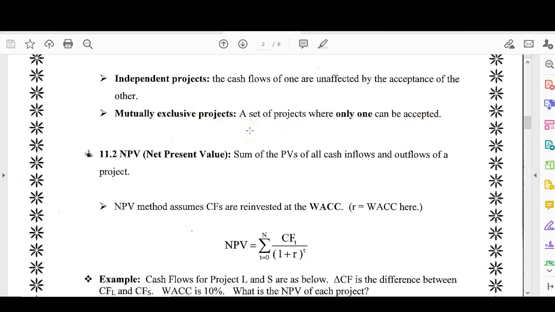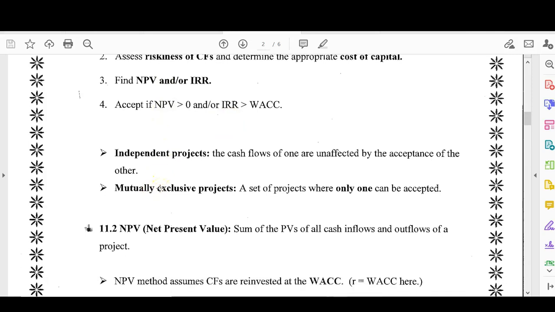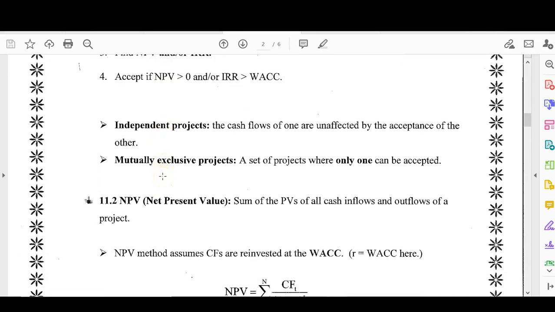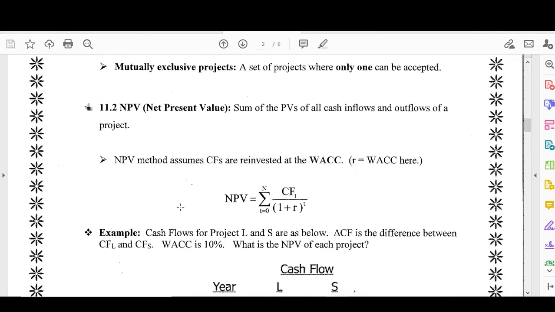We will have to choose the project with the highest NPV or the highest IRR. And the NPV has to be positive and IRR has to be larger than WACC. So when we're making decisions, we not only look at the value of NPV and IRR, we also look at if the projects are independent or mutually exclusive. If they're independent, we can look at each project's NPV and IRR to make decisions. If they're mutually exclusive, we have to compare these acceptable projects to see which one has the highest NPV or highest IRR. We will have examples calculating these measures and making decisions.